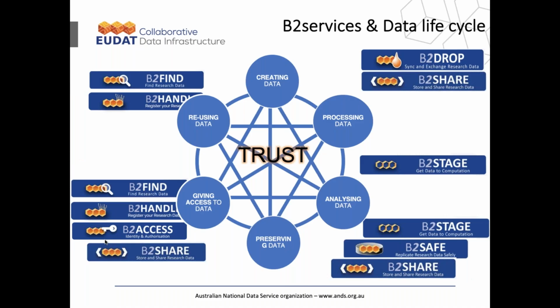So how would these services help you to manage your data and facilitate the data during the data lifecycle? As you can see, services such as B2DROP, B2SHARE and even B2STAGE can help you in the early stages of your research, where you want to share data among research collaborators, or you want to transfer data from an institute into an HPC center, for example, by using B2STAGE.